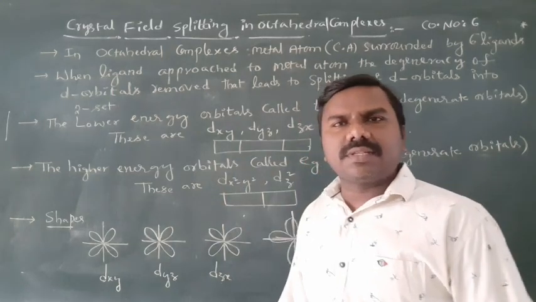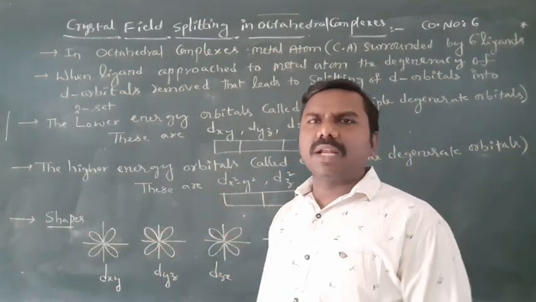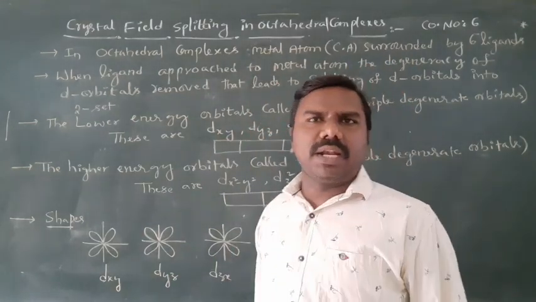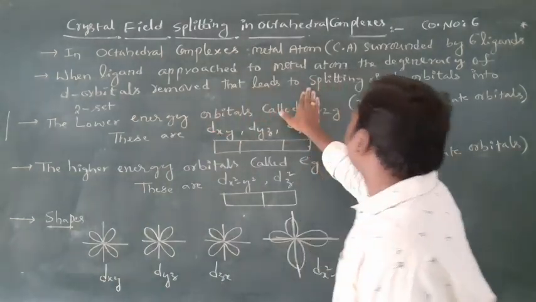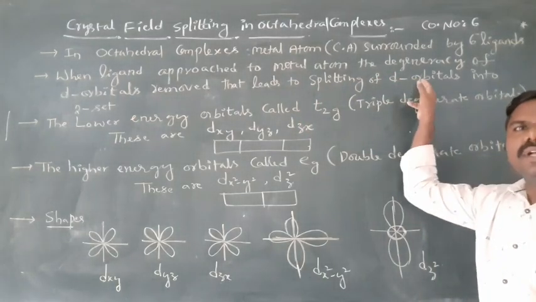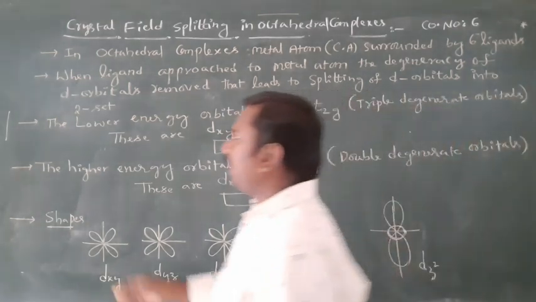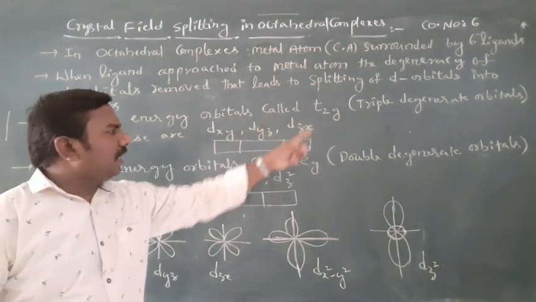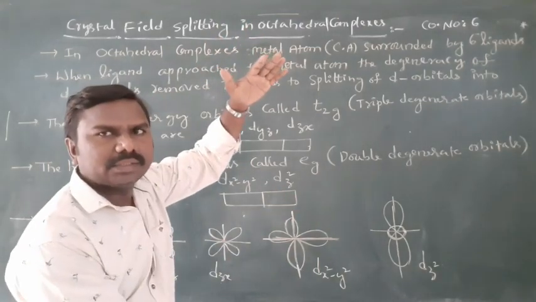In the octahedral complex, totally 6 ligands surround the central metal atom. If ligands approach the central metal atom, obviously there are repulsions between the ligands and central metal atom, and the degeneracy of d orbitals will be removed. That leads to the splitting of degenerate d orbitals into 2 sets. One is T2g, another one is Eg. Eg is higher, T2g is lower.